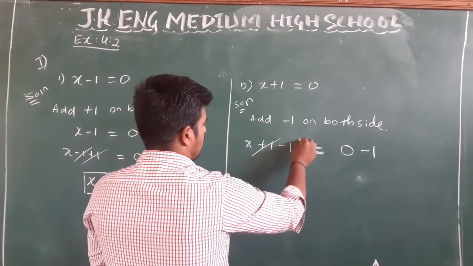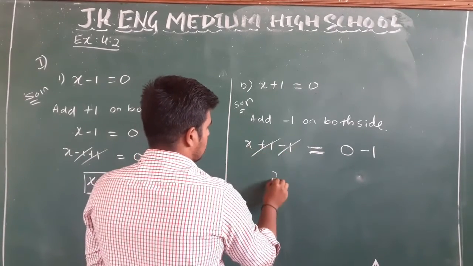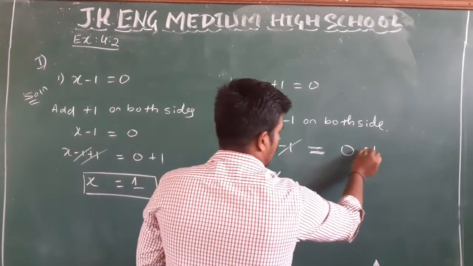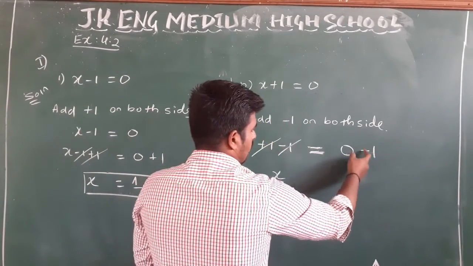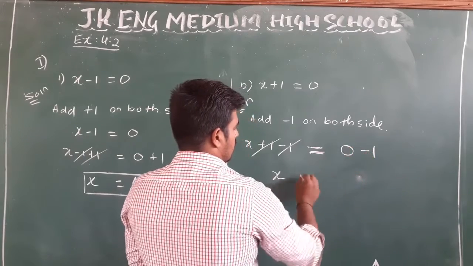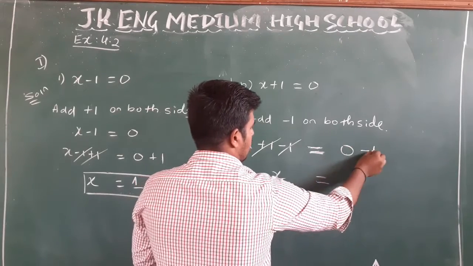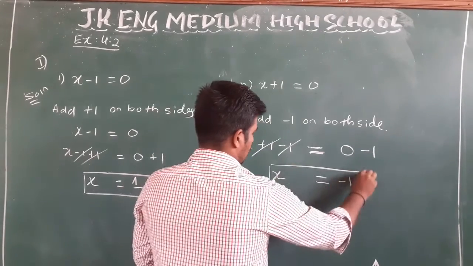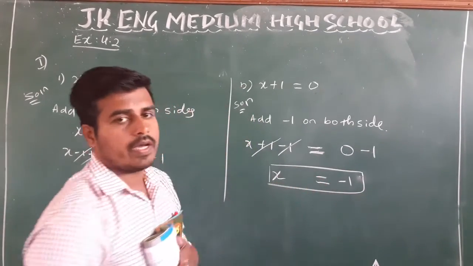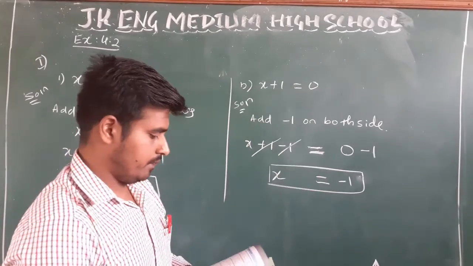So +1 -1 got cancelled. What remains? x remains. 0 -1. Whatever number is along with 0, +1 -1, same number repeats. 0 -1 is -1. Therefore, the solution of the equation is x equal to -1.